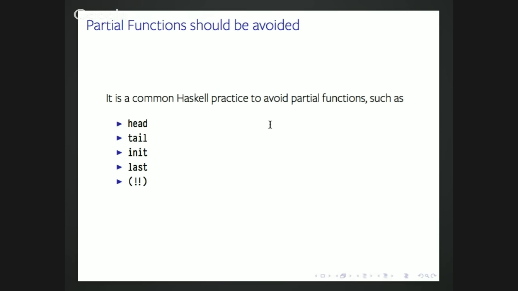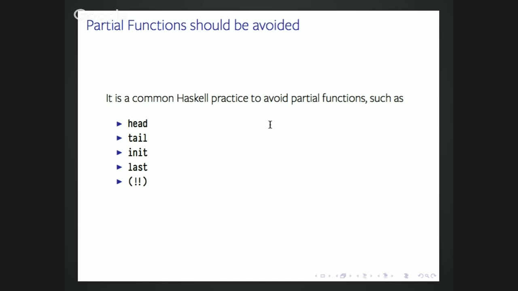It is common practice in Haskell to avoid partial functions. Some common partial functions are the head function, which gives you the first element of the list, the tail function, which gives you everything but the first element in the list. Sorry, that was kind of a recursive definition there. Init, I think, gives you everything but the last. I don't actually remember. I've never used that function. Last does something else with lists, and then the double bang, which is an operator. It's in the parentheses there to mean that you can use it in infix notation. That's basically indexing a list. So if you have a list of 5 elements and you say list double bang 4, it will take out the 5th element because it's 0 indexed.